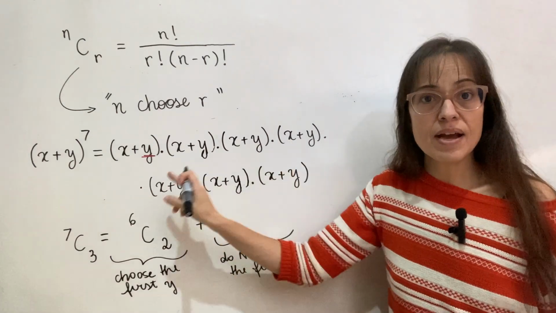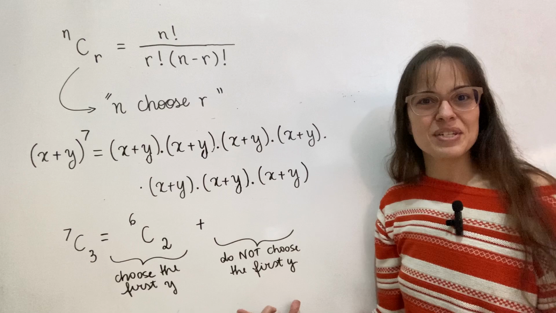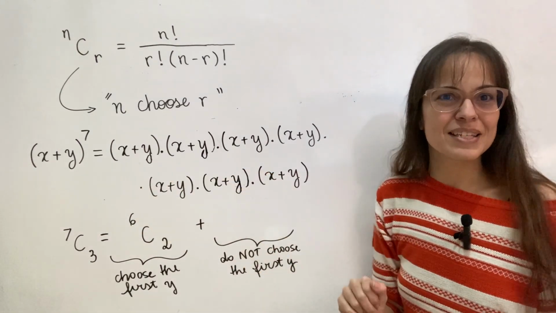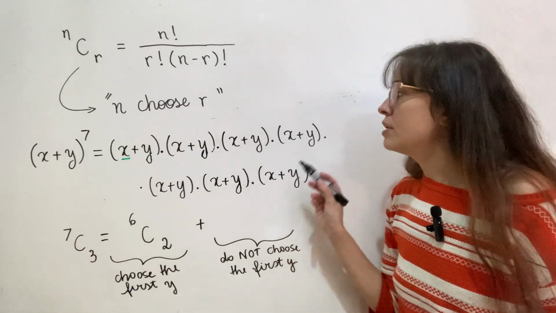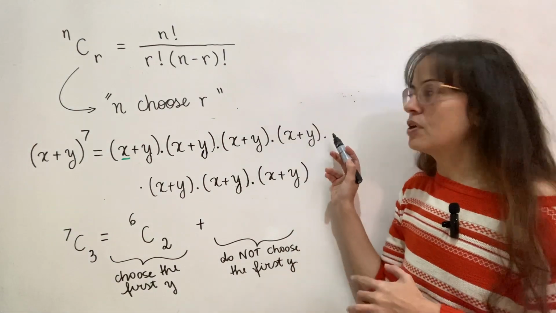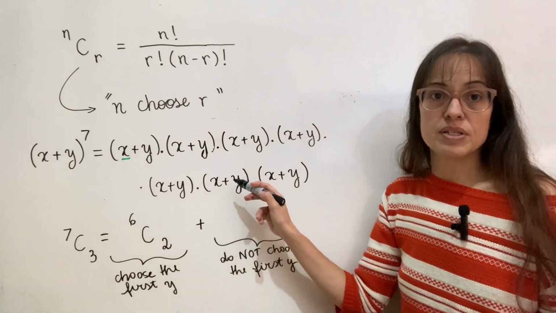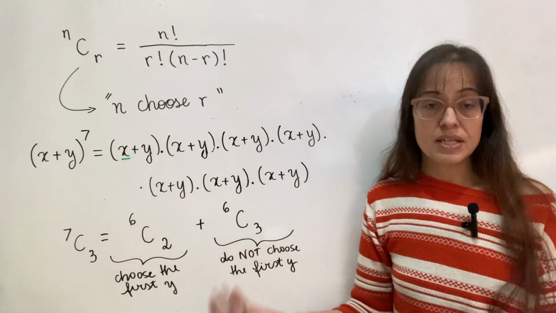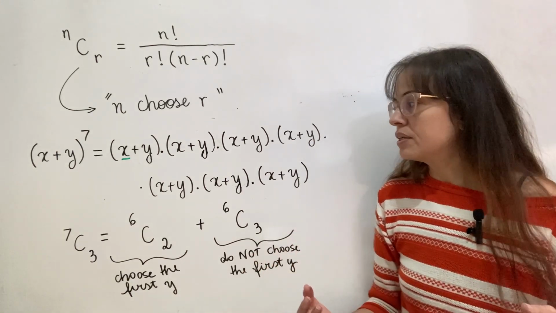But if I haven't chosen the first y, and more than that, I have decided that I am not going to choose him, so I'm actually going to choose that x, but I still need 3 y's. So where are they going to come from? They are going to come, all 3 of them, from the 6 remaining factors. So in how many ways can I do that? 6 choose 3. And of course, I'm doing this here in an example of 7 choose 3, but you can do the same with the letters n and r.